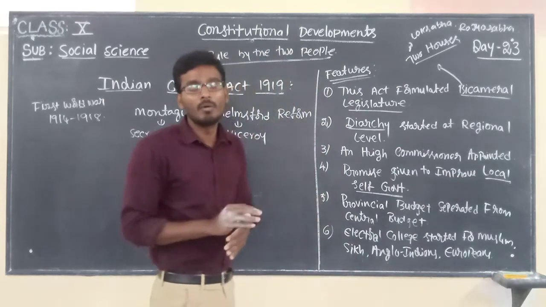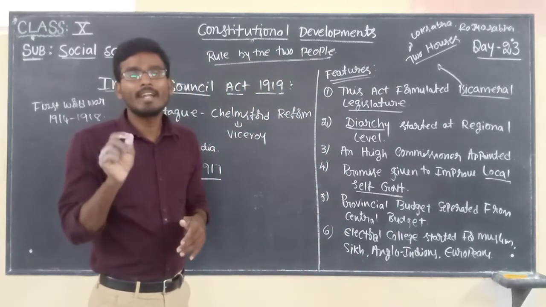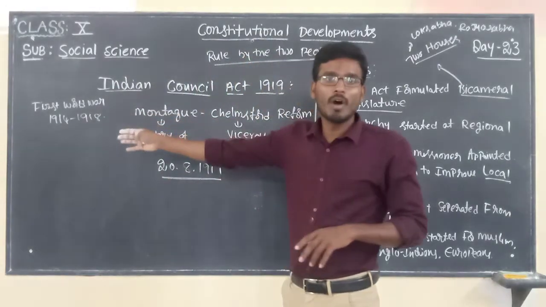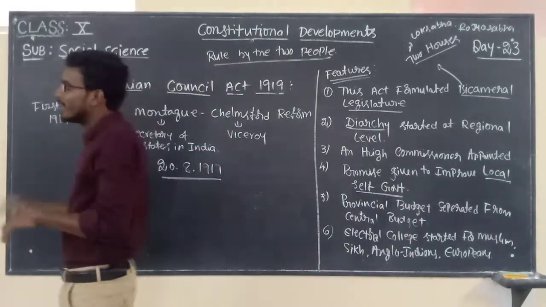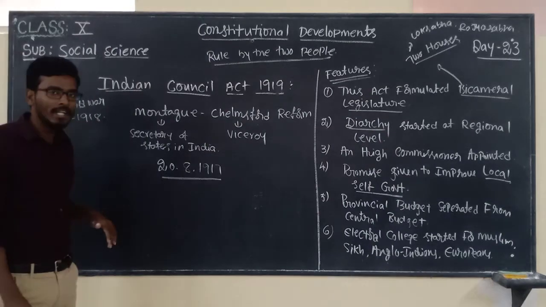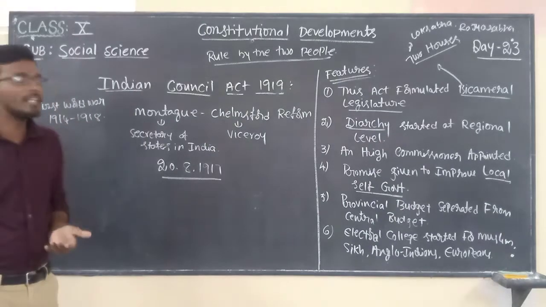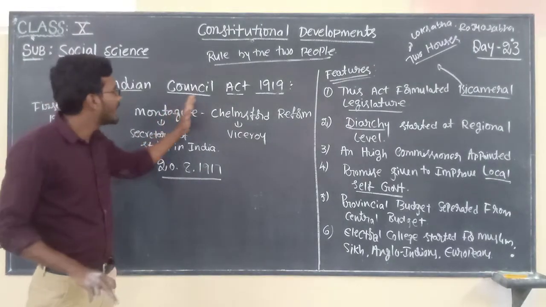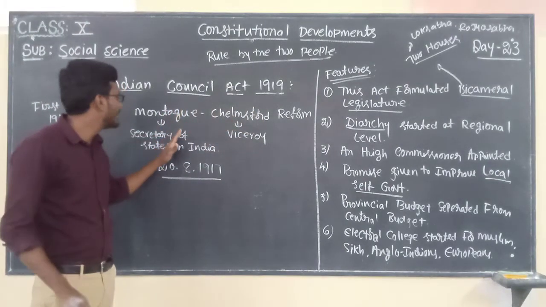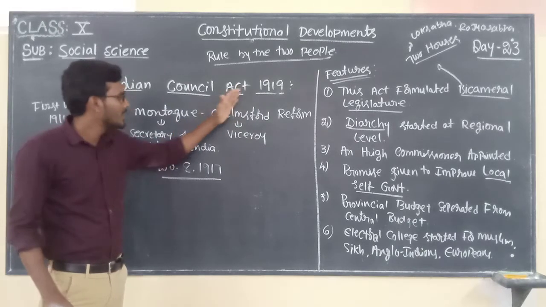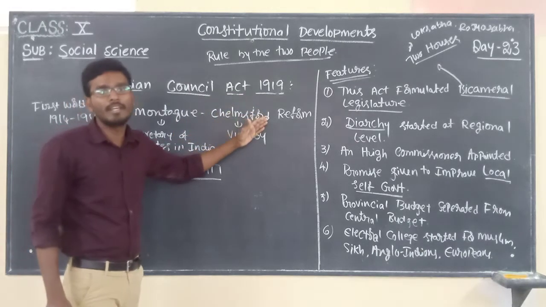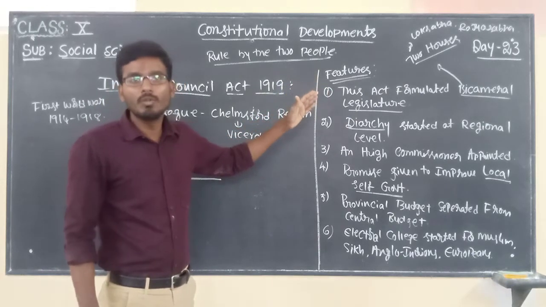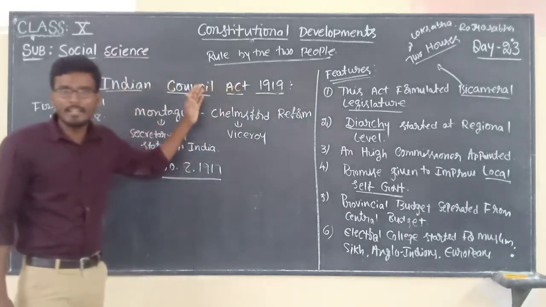This is all about the Indian Council Act 1919. This is in the backdrop of the First World War, which takes place in the years 1914 to 1918. This act was formulated by two important British officials, Montague and Chelmsford. Montague is the Secretary of State for India. Chelmsford is the Viceroy. So this is all the information about the Indian Council Act 1919.